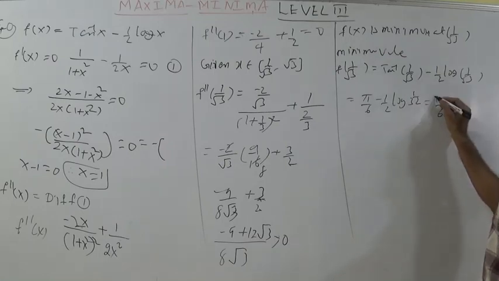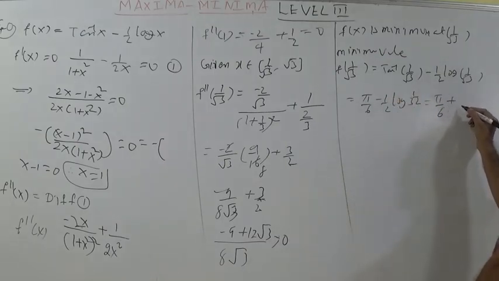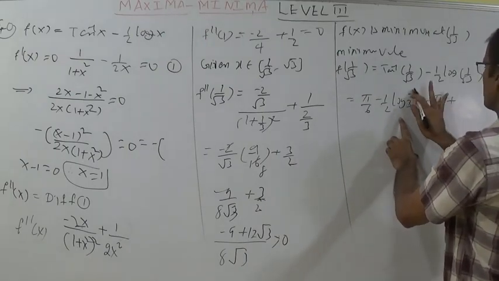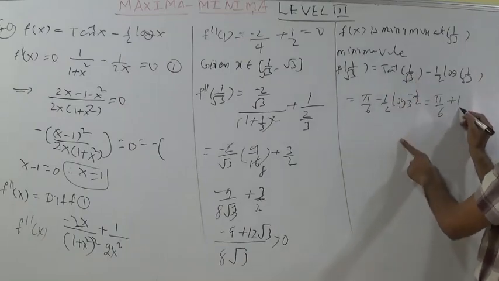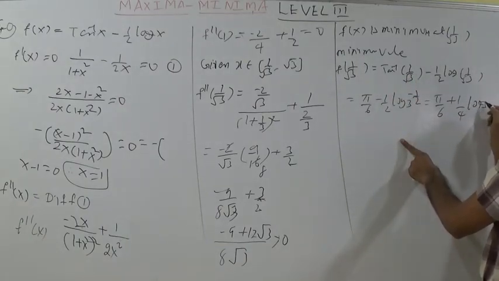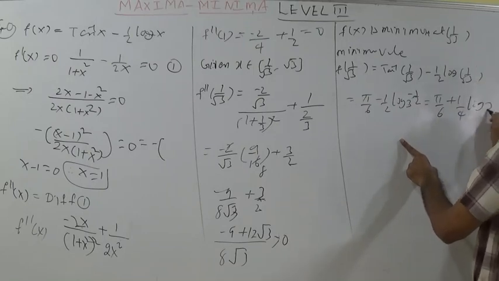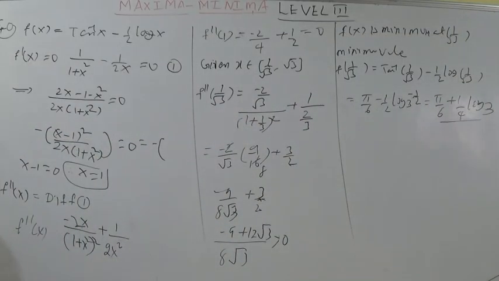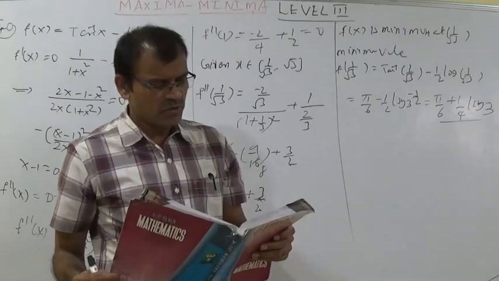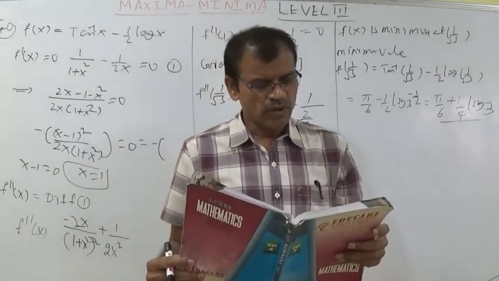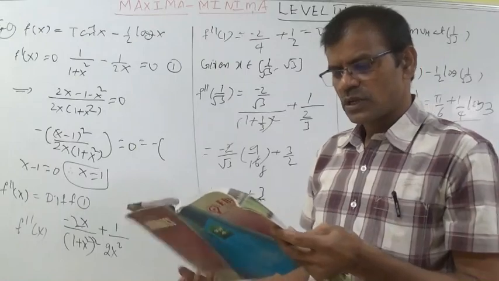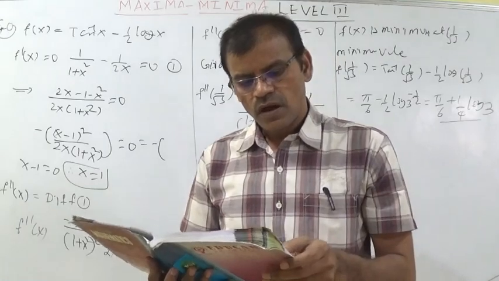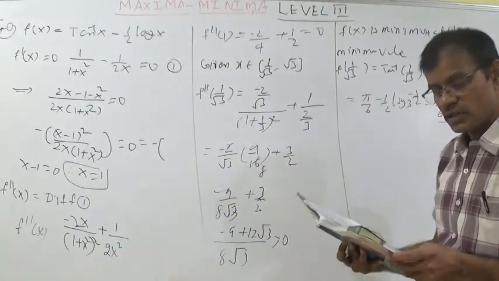That is equal to pi by 6, this 1 by 2 taken that side, minus, because under the denominator, 3 power minus 1 by 2, right? Minus of minus becomes plus 1 by 4 log 3. Let us see the options: pi by 6 plus 1 by 4 log 3 is the least value of f of x on 1 by root 3 comma root 3. 40th question. According to our data here we got the first option, but the given answer is the second option.